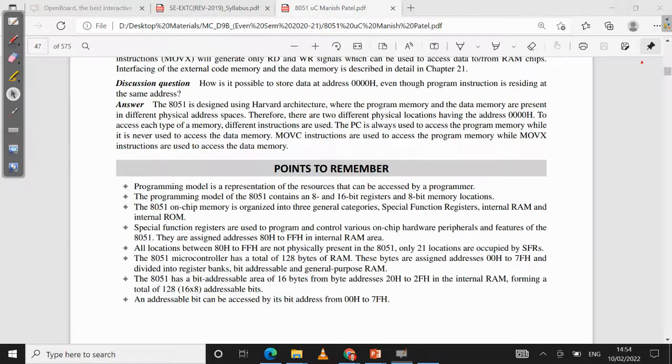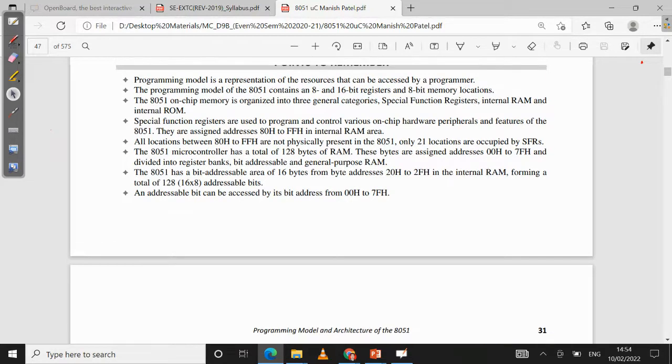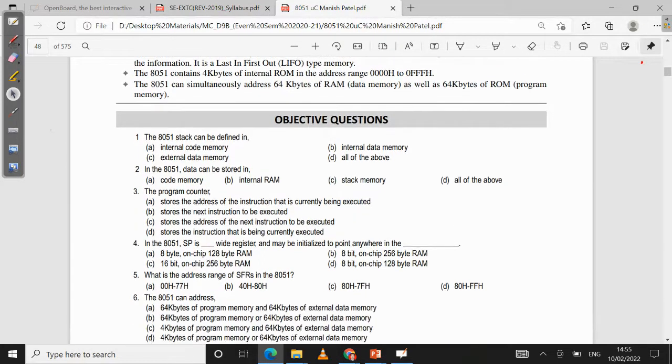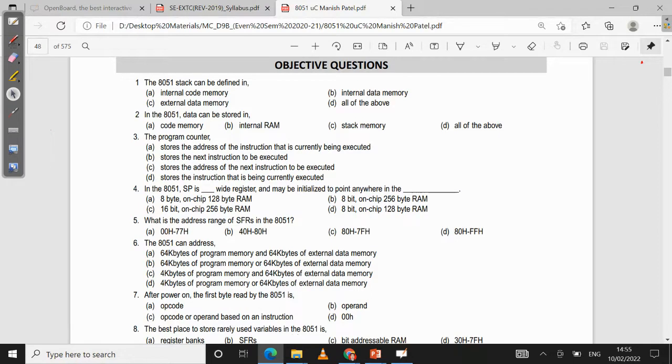Now I need to proceed further. Before I proceed, okay, can we have these objective questions? Because after this I will be taking your pin configuration, pin diagram. So let's have objective type questions. I won't answer. Anyone can answer. Okay. So number one, the 8051 stack can be defined in internal code memory, external data memory, internal data memory, all of the above. Yes, your answer.